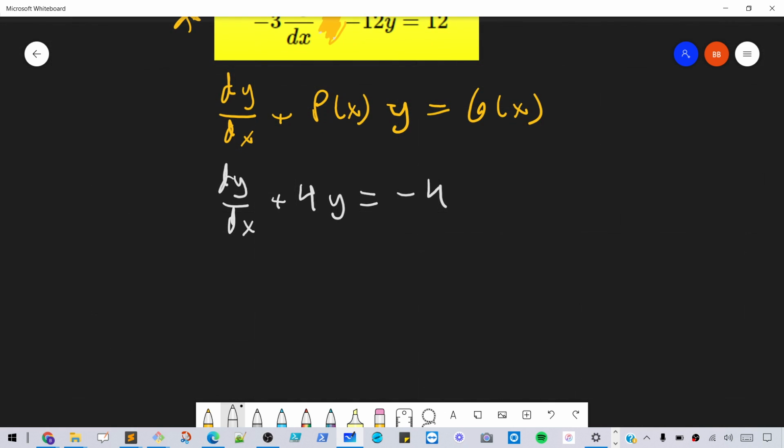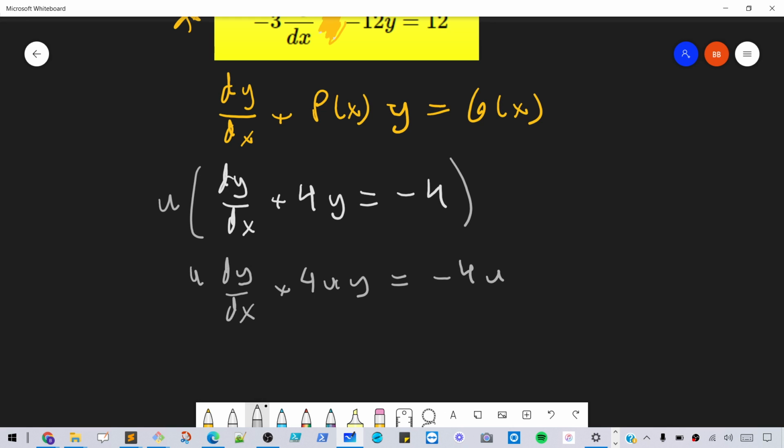And then what we're going to do next is multiply through by u. I'm not going to go through the background too much. And so when I do that, what we're trying to do is get this into a form where it looks like the product rule on the left side.